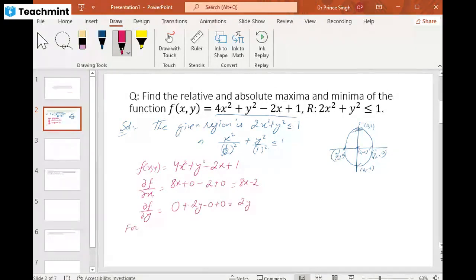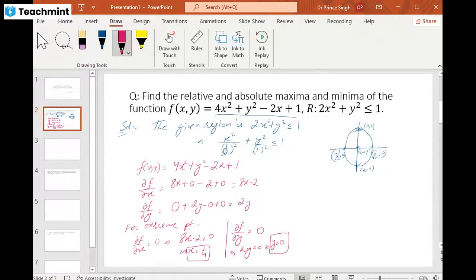For an extreme point, the condition is curly f upon curly x equal to 0, which gives us the condition 8x minus 2 equal to 0. From here we get the value of x as 1 by 4. And curly f upon curly y equal to 0 gives us 2y equal to 0, hence y equal to 0. So the point is (1 by 4, 0), that is (x, y).